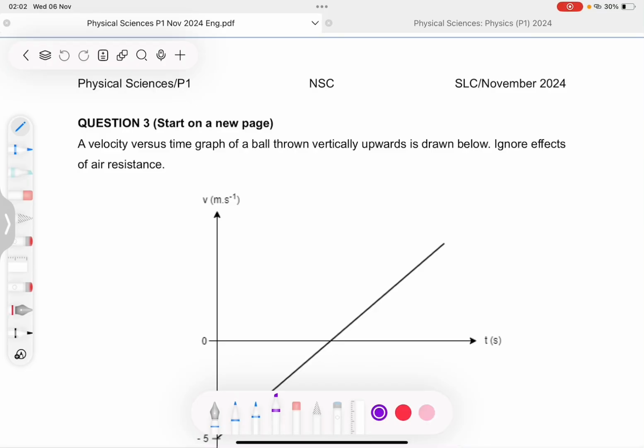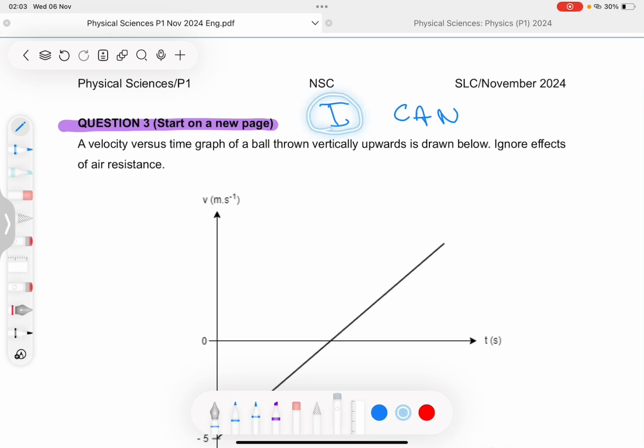Question 3 will be based on vertical projectile motion. And again, when you do your questions on Friday, please do not forget to write this statement that says, I can solve this problem.